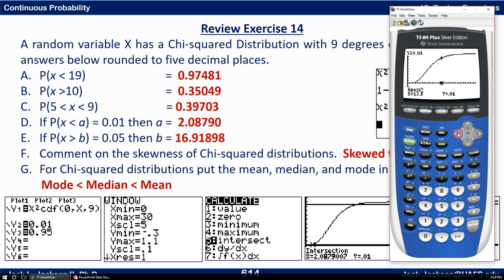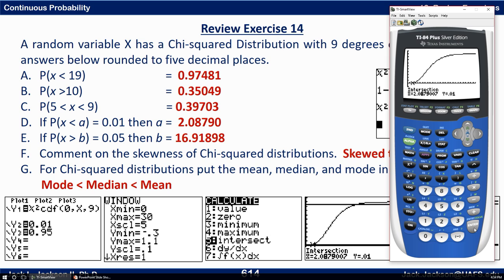Hit enter. And then that's my two graphs, and then I want to go over here close to where they cross, somewhere in this vicinity, and hit enter and see what happens. Yep, there's your x value and your y, and that x value is what we're looking for. That's the value A, 2.08, etc.